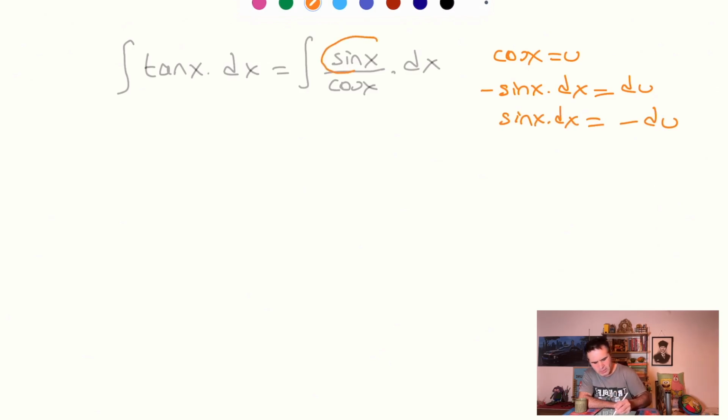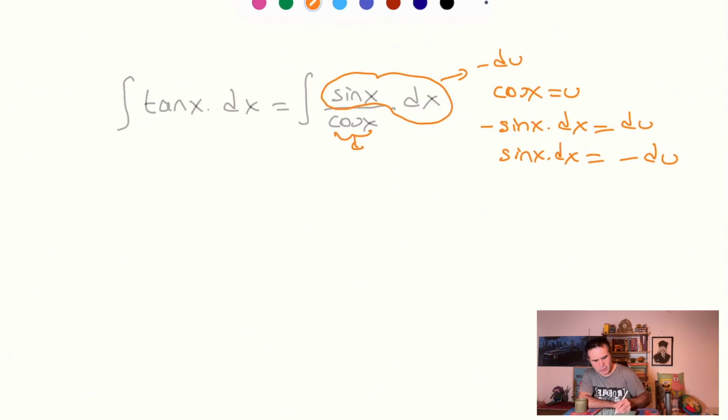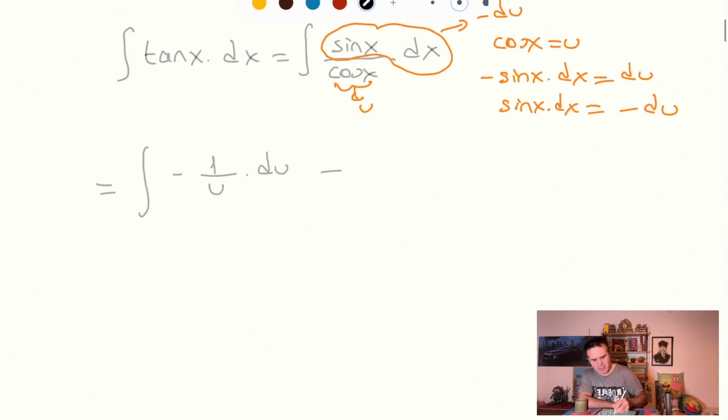Then we will write minus du instead of sine x dx, and we will write u instead of cosine x. Then the integral becomes the integral of minus 1 over u times du. Let's take the negative sign outside the integral: minus the integral of 1 over u times du.